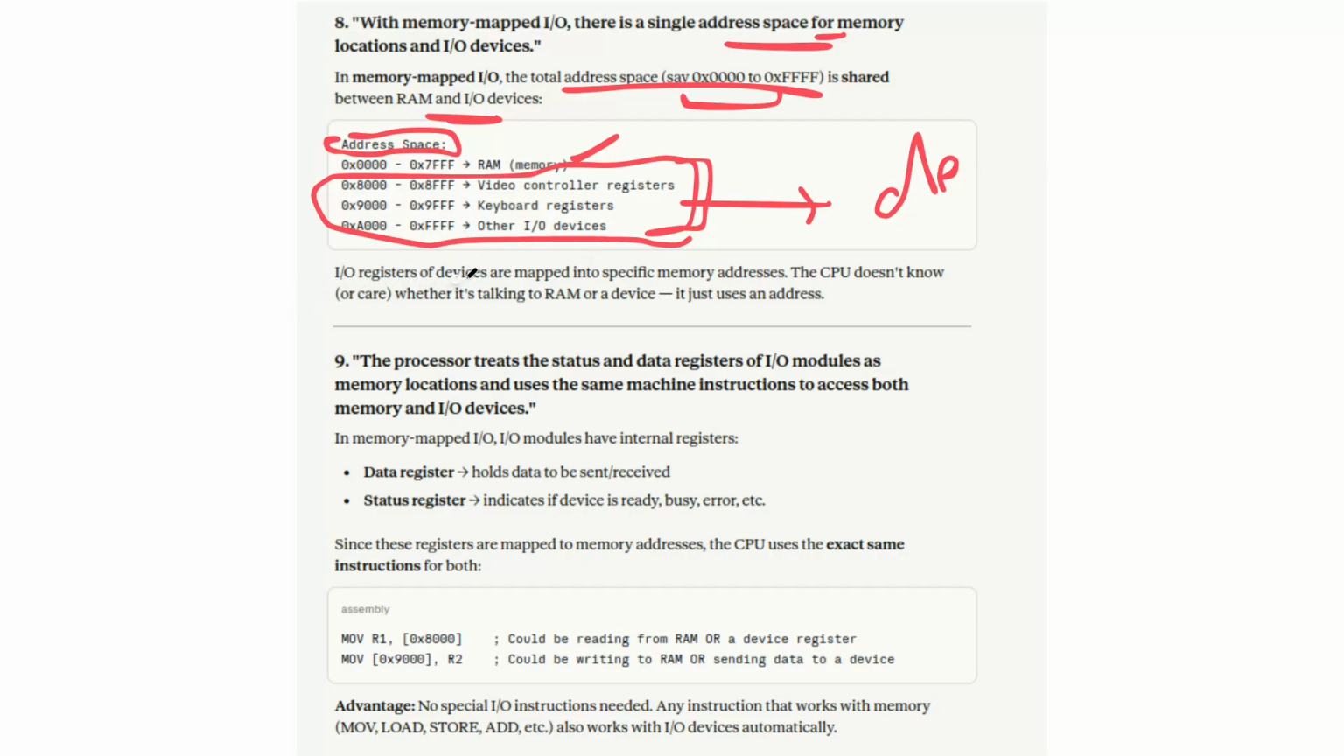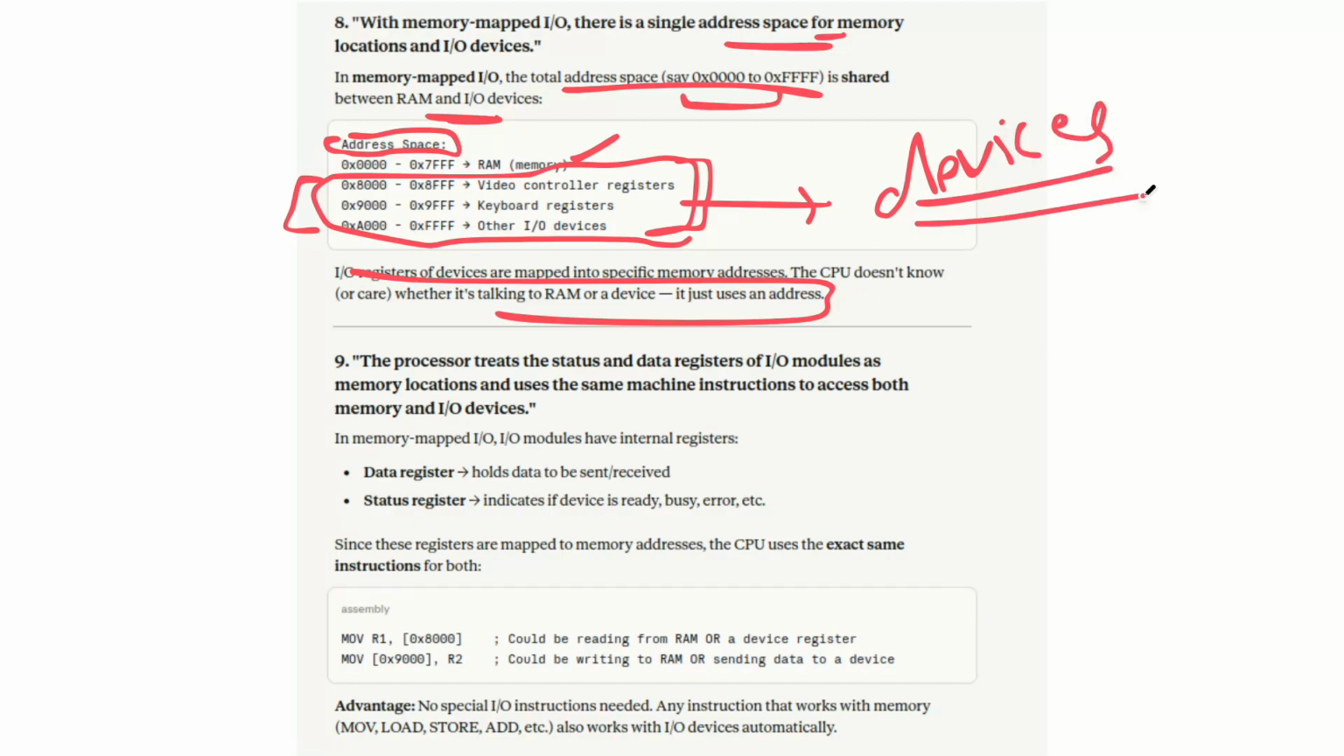So IO registers of the devices are mapped into a specific memory address. The CPU doesn't know whether it is talking to RAM or a device. It just uses the address. So for RAM there is a memory address space, but with memory mapped IO, the address space would be shared with the IO devices also. The CPU does not know whether it is talking to the RAM or a device. It only uses the address, nothing else.